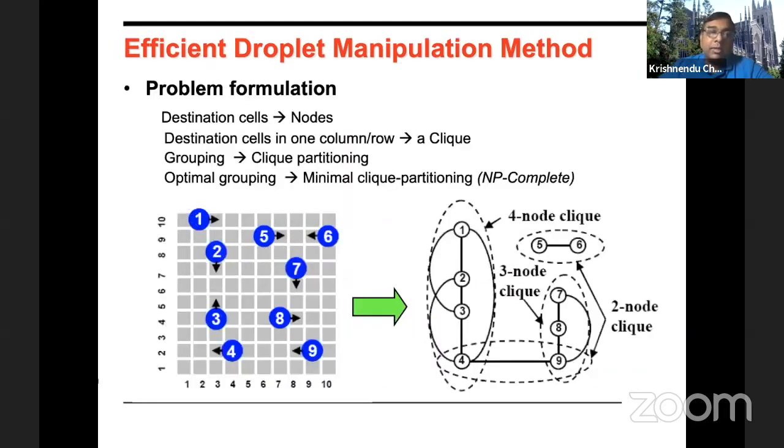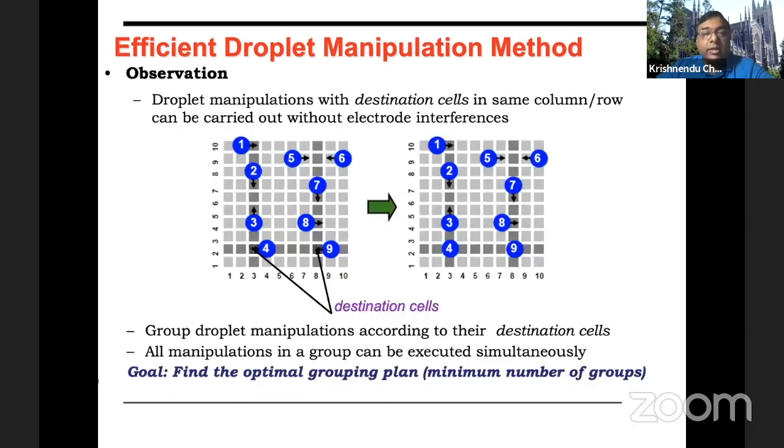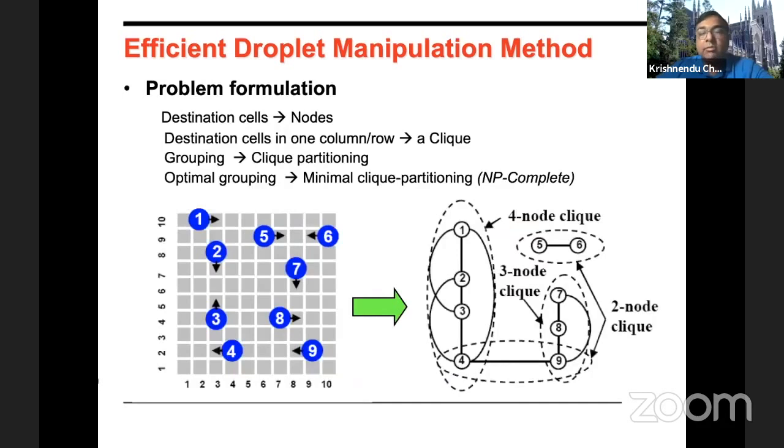So the insight we can draw here is that we look at the destinations. If 2 droplets have a common destination row or column, then we can move them at the same time. Okay, this is the insight we get. Once we get that insight, now we can go from biology and chemistry to computer science and mathematics. We can draw a model. This is a model of the array, and the model has nodes and edges and a graph. Every node corresponds to a droplet, and 2 nodes are connected by an edge if they have a common destination row or column.